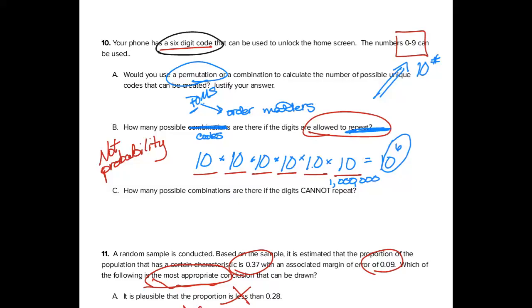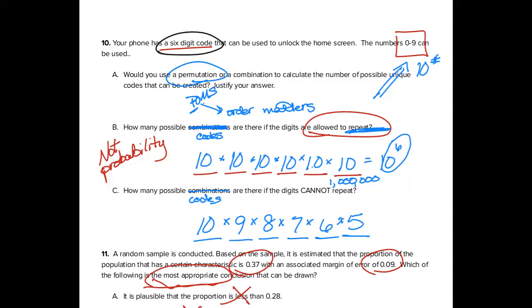Okay? Letter C, how many possible codes are there if the digits cannot repeat? So we still have 6 places here. It's a 6-digit code, right? But we can't repeat the numbers. So how many different numbers could I put in that first position for the first value? Yes, good. 10. Now, I can't repeat. Then 9. There we go. Yes, 7, 6, and 5. Yes, we are multiplying these.